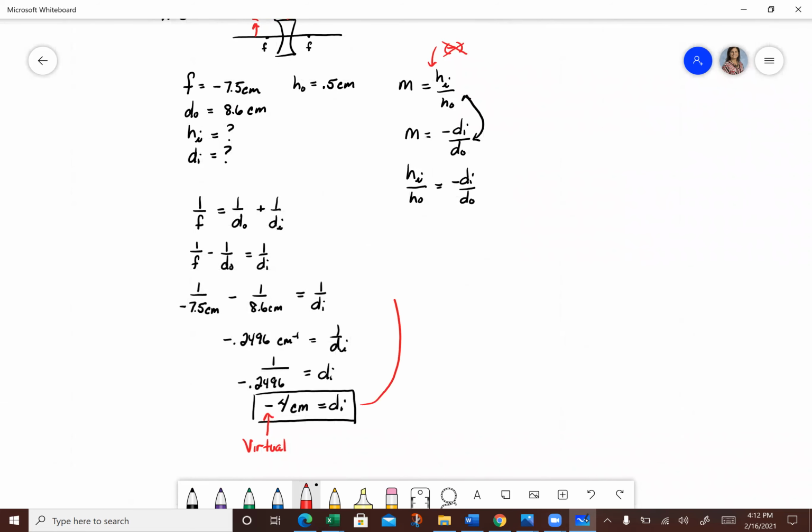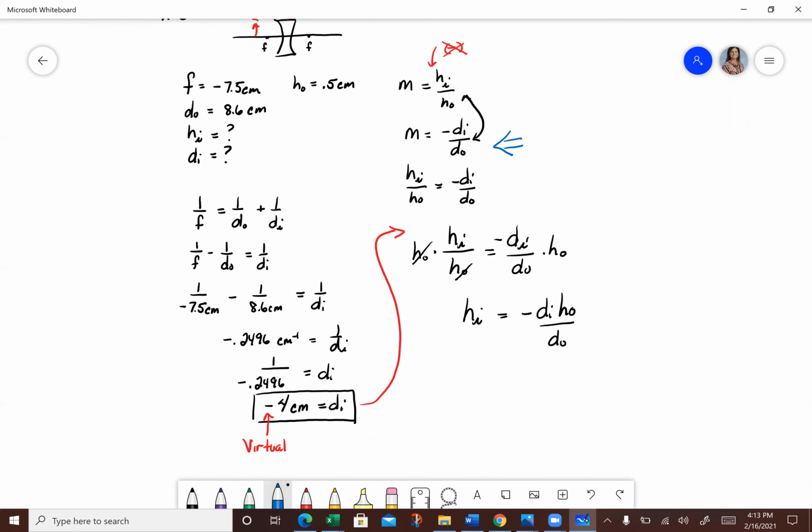So now I'm going to use that up here in this equation. But before I plug that in, I'm going to get HI by itself. Remember in step 4, we're going to rearrange the equation and multiply both sides by HO. So HI is going to be negative DI times HO all over DO. Or you could have plugged that in up here, right? We could have used this equation here, found magnification, and then said the magnification times HO is equal to HI.